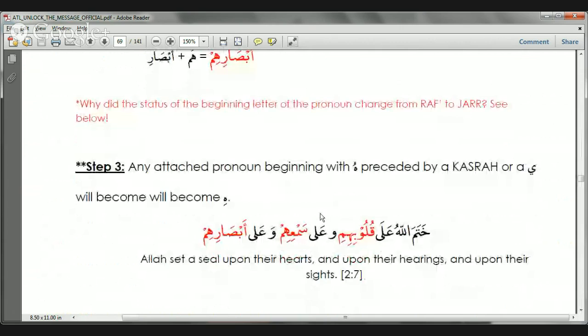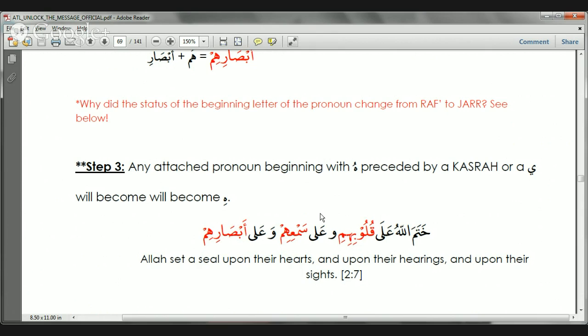Step number 3. Any attached pronoun beginning with a hu, for example hum, it's for huwa, it's hu. And then what else do we have? Huma, which is also hu. Hum, it also starts with hu, okay? So those ones specifically, if they are preceded by a kasra, meaning a kasra comes before them, or a ya, either one of these two, then the hu will become a he.